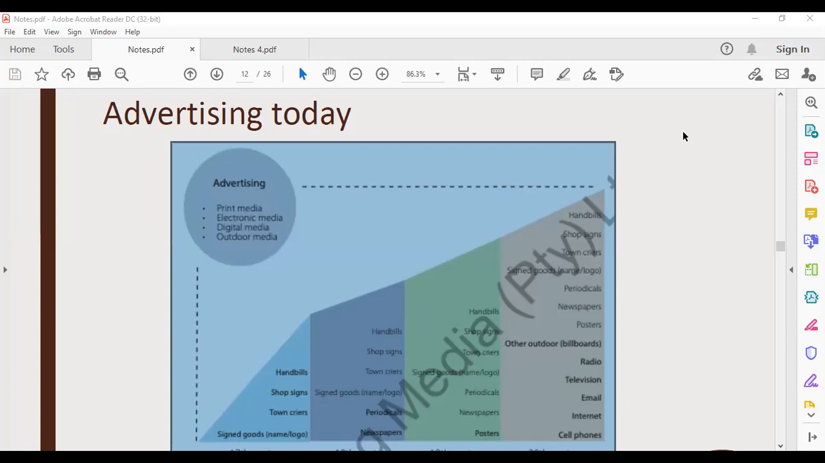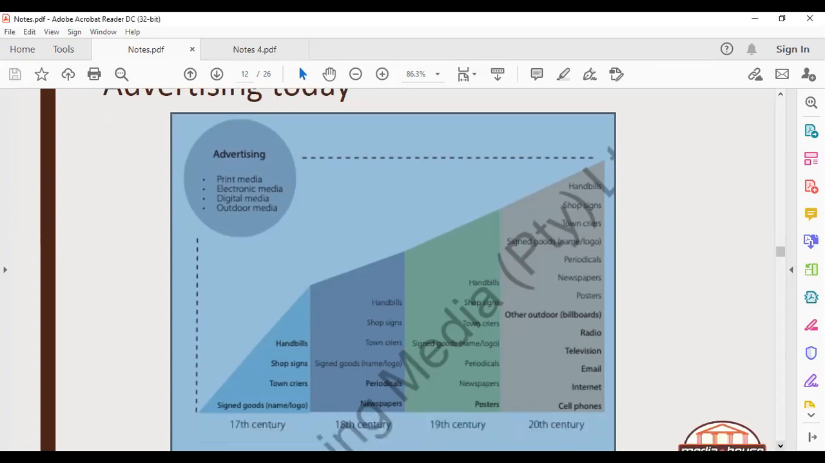And usually the most popular ones are the billboards that we see. It can be a very big billboard. Okay, so that's the era that we are into now. We have all these different platforms.